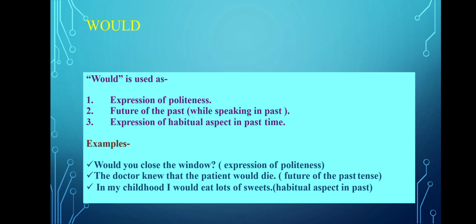In my childhood, I would eat lots of sweets. Habitual aspect in past. Now you don't have this habit, but you used to eat lots of sweets when you were in your childhood. So this is your past habit. So whenever you speak about your past habit that you don't have now, obviously you will be using would.